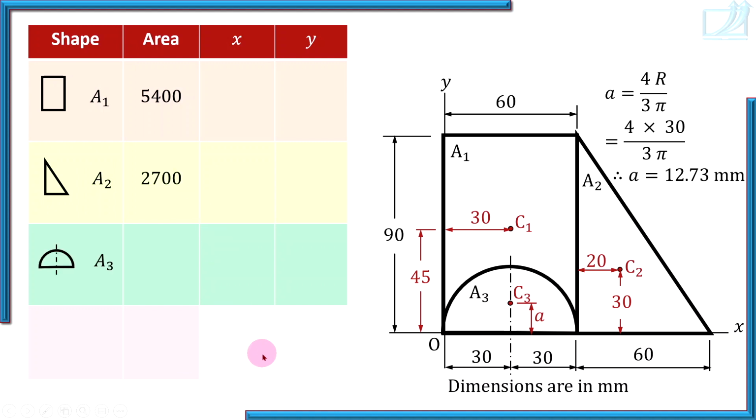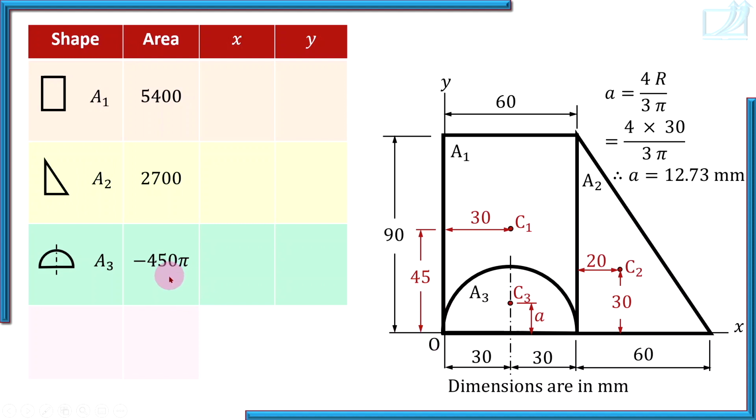Third area is semicircular area. Semicircle, area of circle is pi r squared. Semicircular area is pi into 30 squared divided by 2, pi r squared by 2. 450 pi, but I have used a negative value. Semicircular area is removed area.